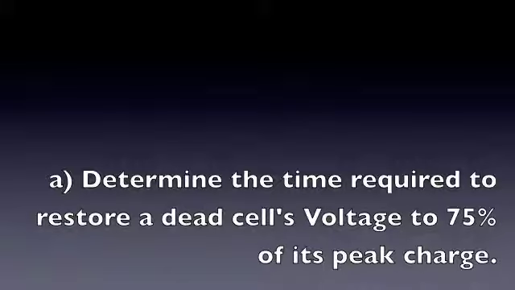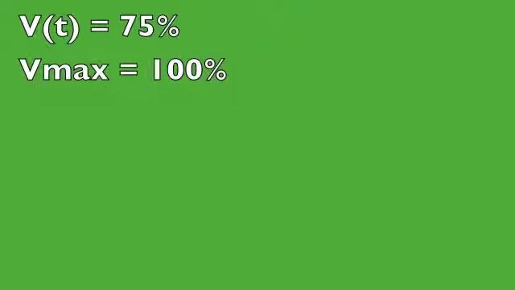The first part of the question says, determine the time required to restore a dead cell's voltage to 75% of its peak charge. The question gives us two known values, the value of V of t, which is 75%, and the value of V max, which is 100%.